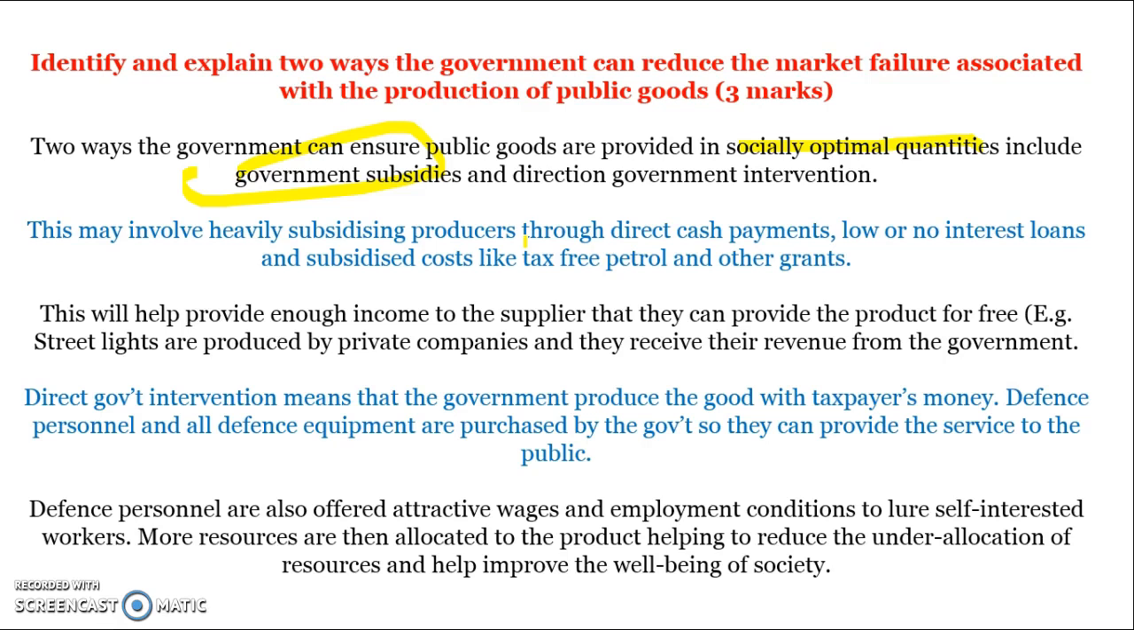The other thing they can do is direct government intervention. That means the government produce the goods with taxpayers' funds. That includes things like defence and defence equipment, so they can provide the service to the public. Okay, so in terms of the Defence Force, what the government do is they provide all the money for the equipment, they purchase tanks, etc. They also offer defence personnel attractive wages and employment conditions to lure people into the industry. So more resources are allocated to defence because of the fact that they offer high wages, so the government pays workers. They also put all the money towards the equipment, things like that. It would be highly inefficient to just have the private market provide defence.